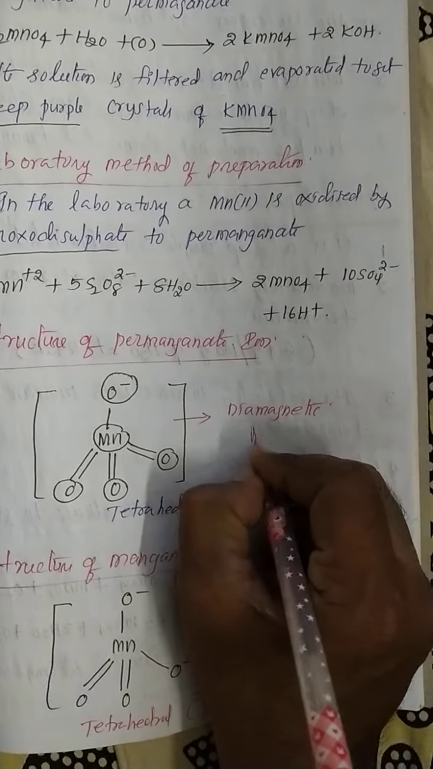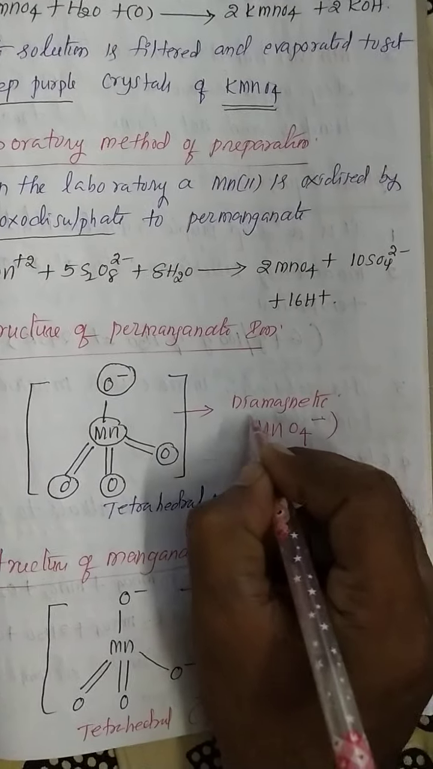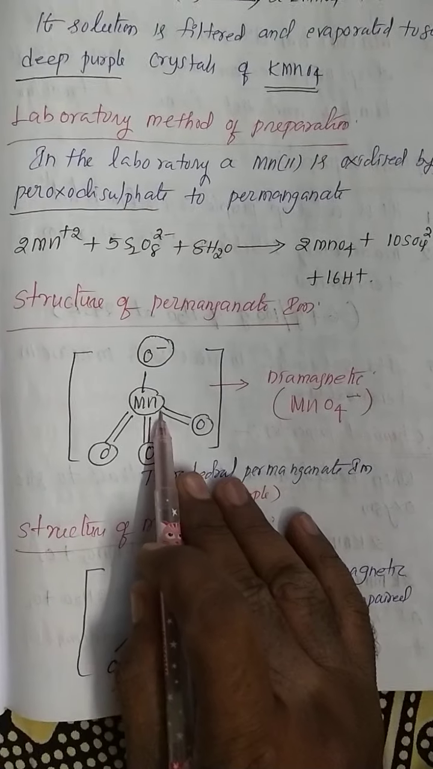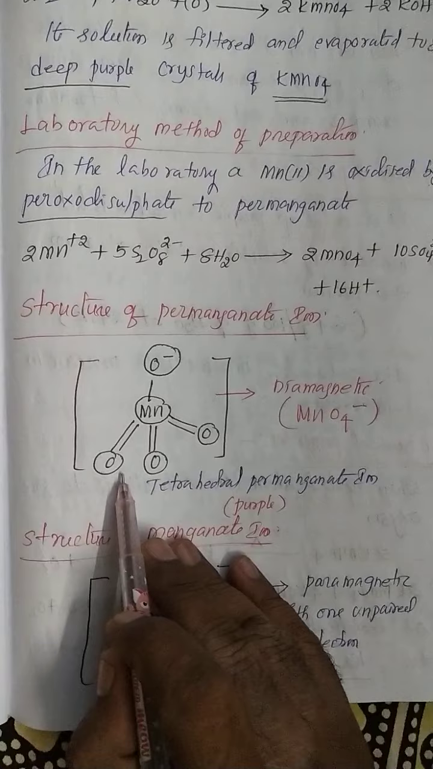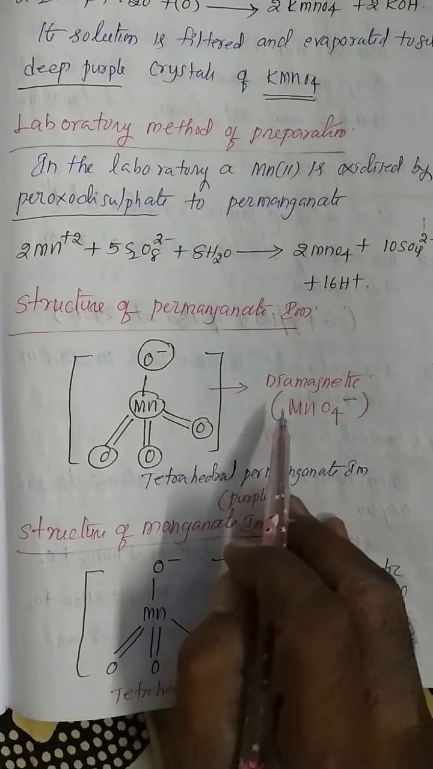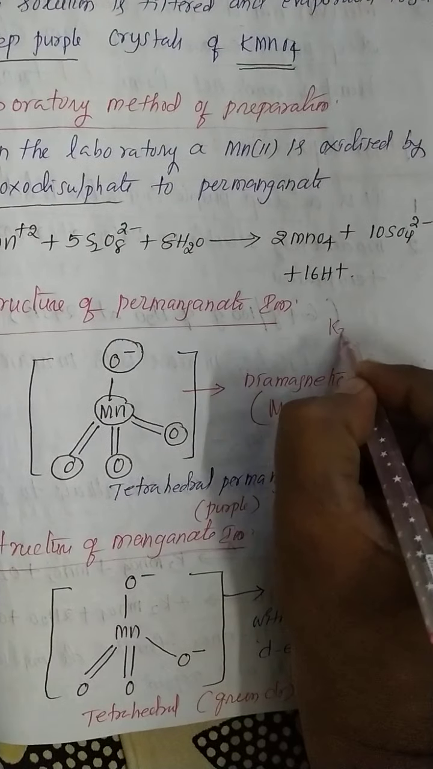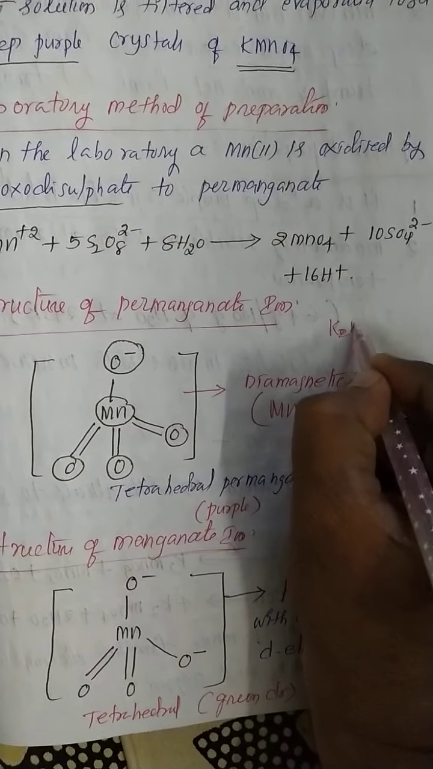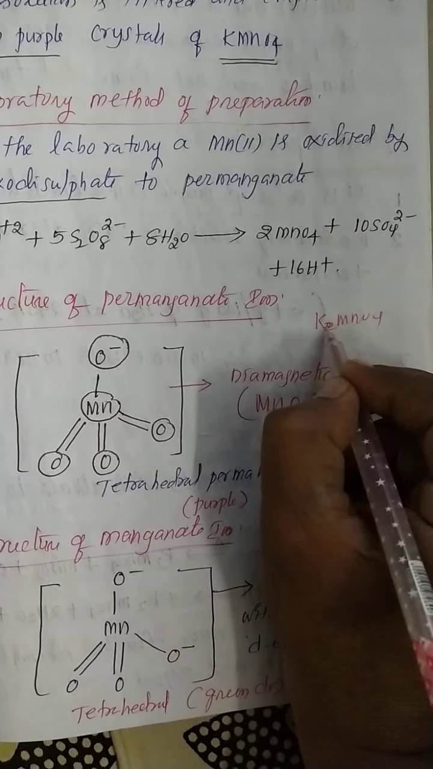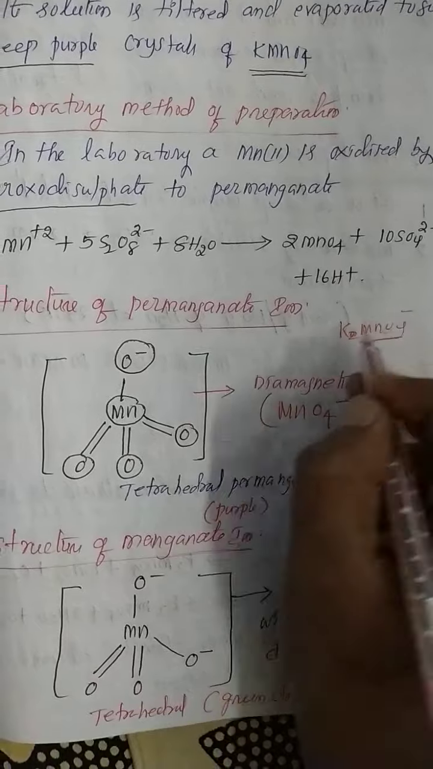See the permanganate ion, MnO4 minus. Mn has three double bonds with oxygen and one single bond, and one extra electron is there. So the permanganate ion, for example KMnO4. Here K oxidation state does not change. Now permanganate ion means MnO4 minus.